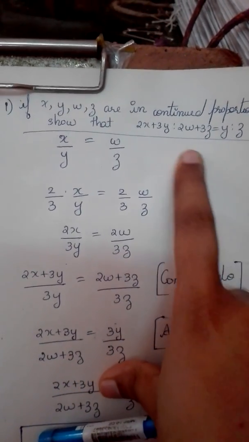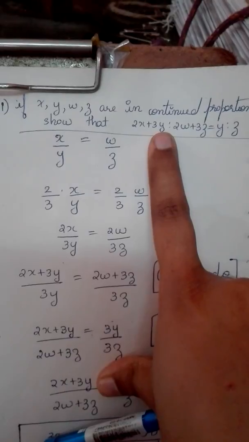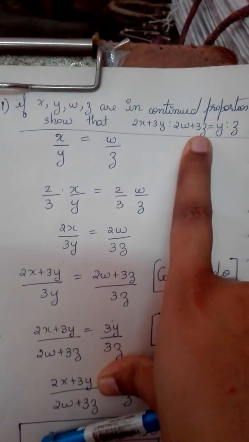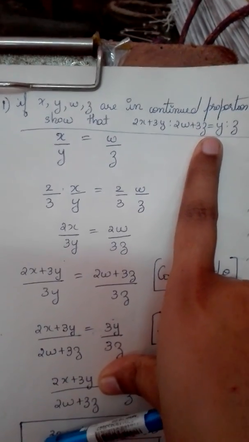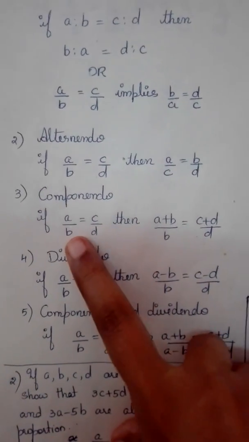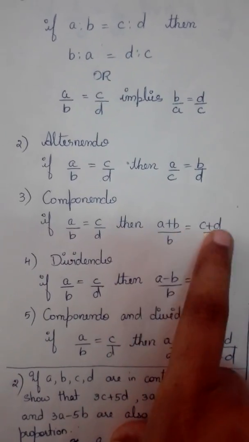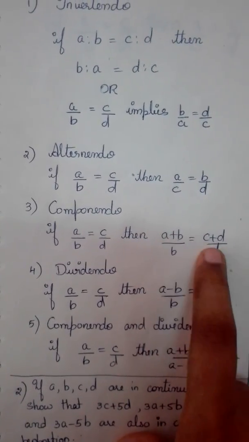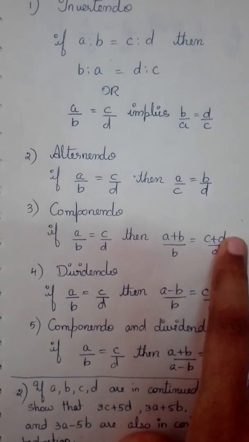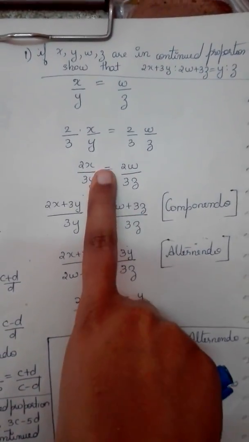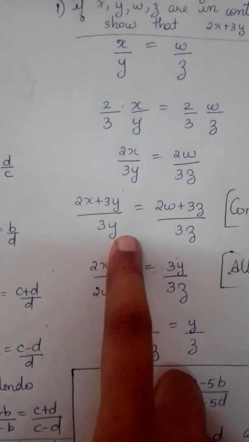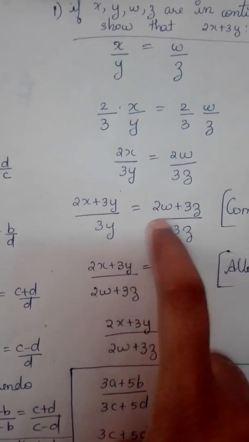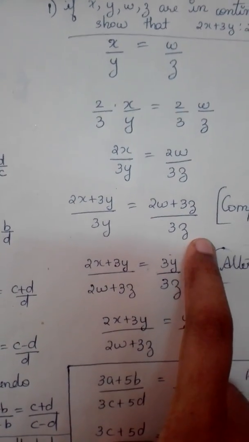Now let's see what is in the question. You have it as 2x plus 3y and 2w plus 3z. So it's an addition property. For addition, we saw componendo. Componendo is the property which gives us a relation using addition: A plus B by B is equal to C plus D by D. So using componendo in this ratio, that becomes 2x plus 3y by 3y is equal to 2w plus 3z by 3z.